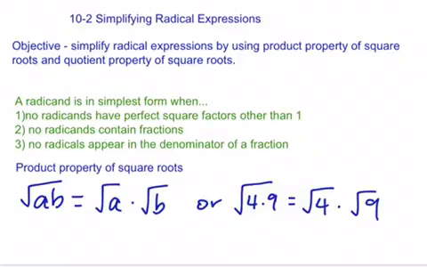So what is the product property of square roots? For example, we have the square root of a times b, but we can separate that out. We have the square root of a times the square root of b. Now let's say we use numbers. If we have the square root of 4 times 9, that is equivalent to the square root of 4 times the square root of 9. All right, so let's take a look at our first example.